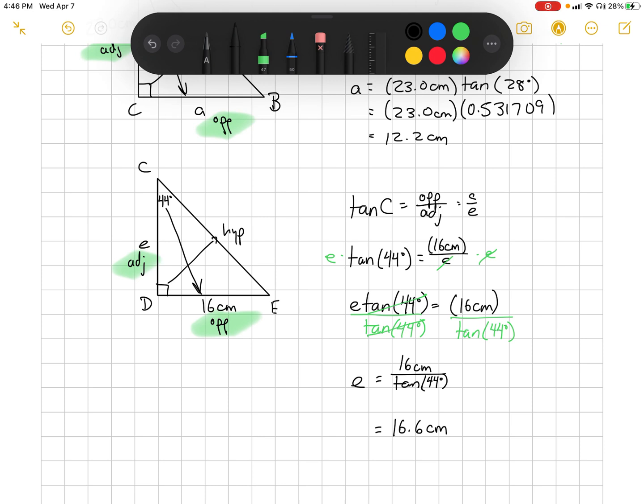Okay, that's a different example of how to use your tangent, depending on how it lines up. So we'll go through and do a couple of cosine and sine ratio ones.